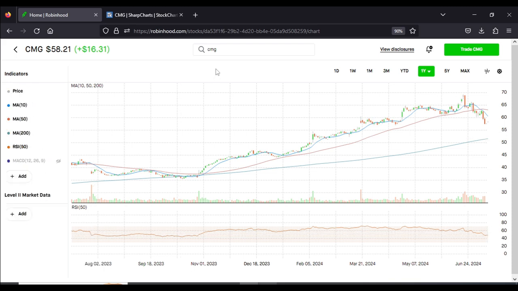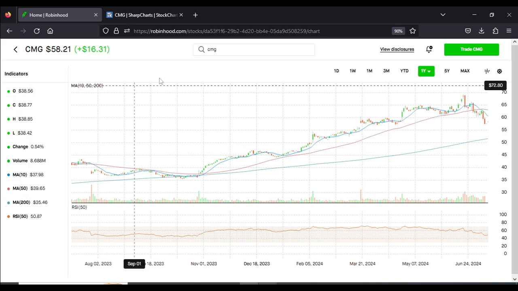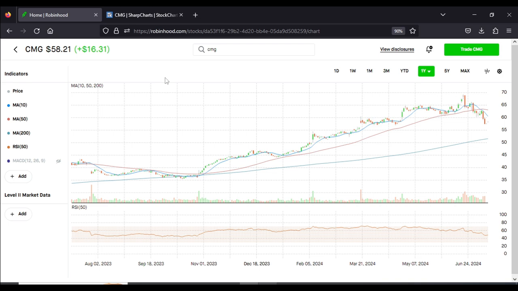Now, very quickly, while we're here, Robinhood does have some other features like the MA10, the MA200, etc., which are really, really useful in order to determine if this stock is one to use for a LEAPS option.